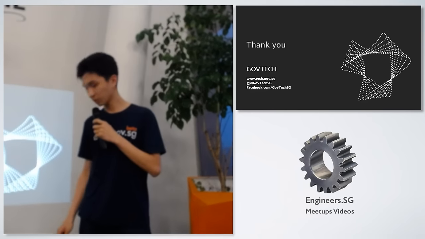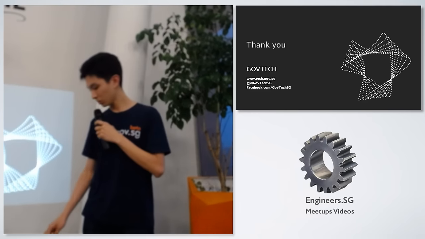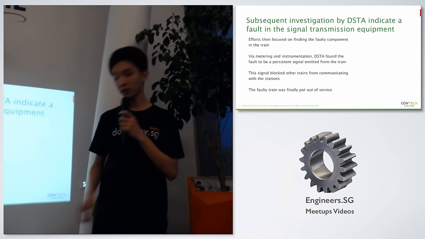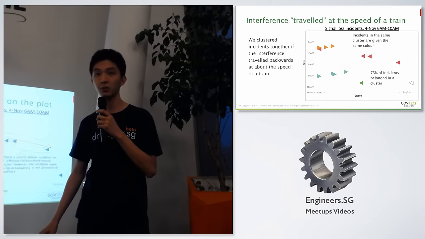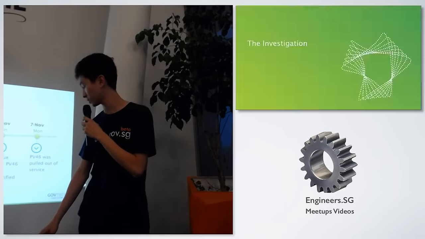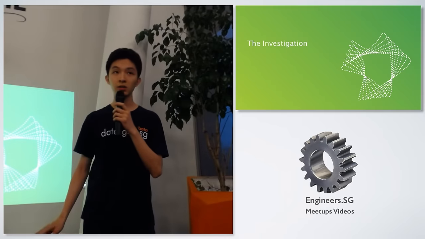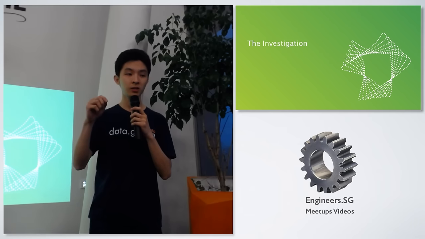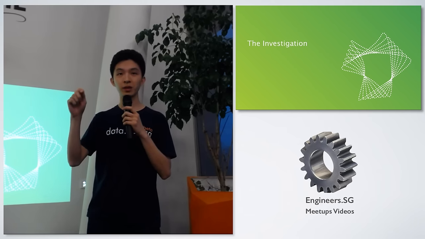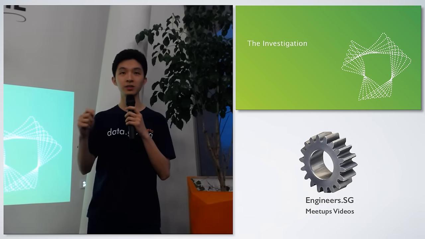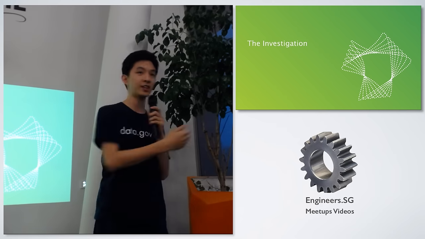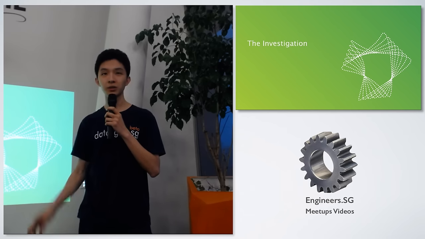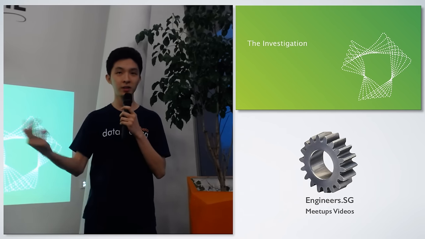So what did you do that? It wasn't just DSTA that had a hunch that it was a train in the reverse direction. In fact, when we did this investigation, we had a director from MCI involved, and that director was with Clarence that night. And he also had a hunch that it was a train in the reverse direction. DSTA also had a hunch.